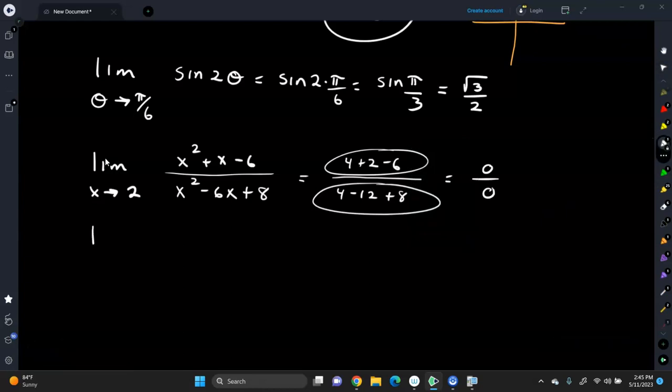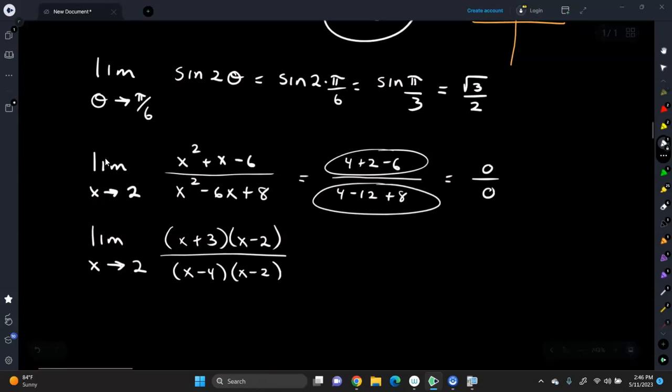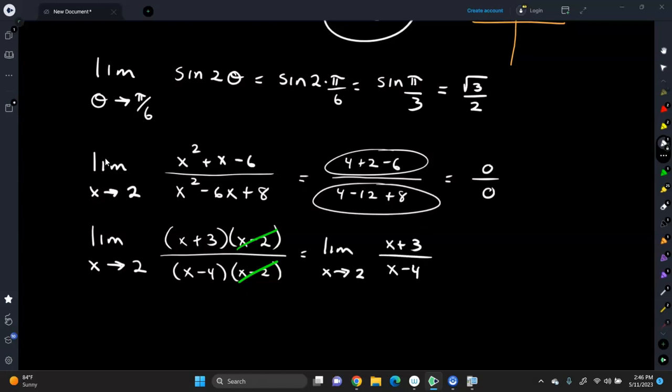Yeah, let's go ahead and factor, right? I can't do a direct substitution, so let's see if we can factor. So we're going to factor this: x plus 3, x minus 2 over x minus 4, x minus 2. Well, that's great because my x minus 2's are going to cancel. So we have the limit as x approaches 2 of x plus 3 over x minus 4, which equals 5 over negative 2. There you go.